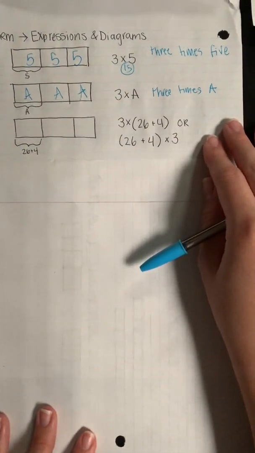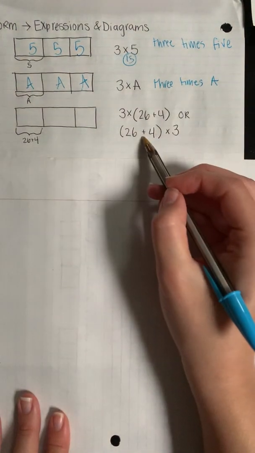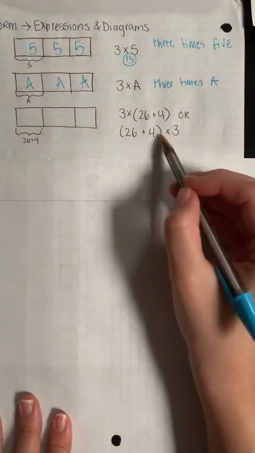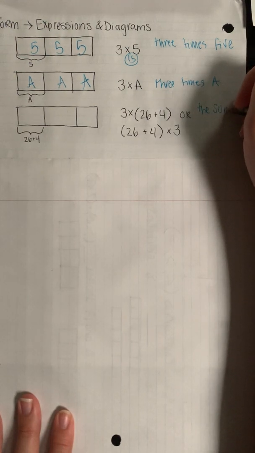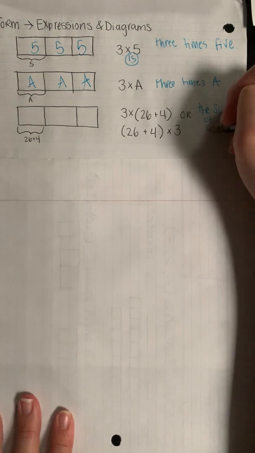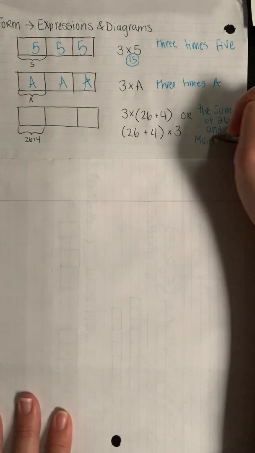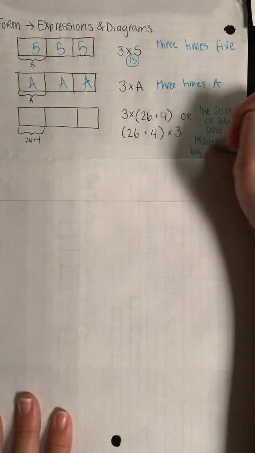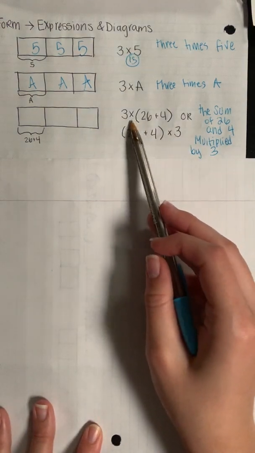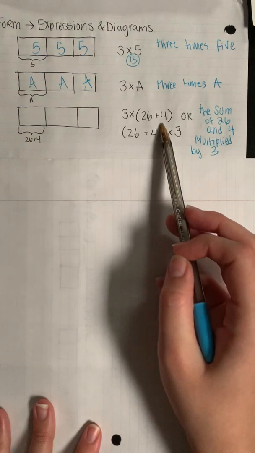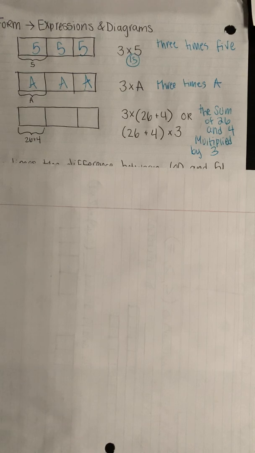So in word form, I would have to show that we have to do this first. So I could say we're adding, so I'm going to find the sum of what's in here first. So I'll say the sum of 26 and 4 multiplied by 3. Some people might write this out starting with the 3, like 3 times the sum of 26 plus 4. So when you're writing out expressions in word form, there's often more than one way to write it out.